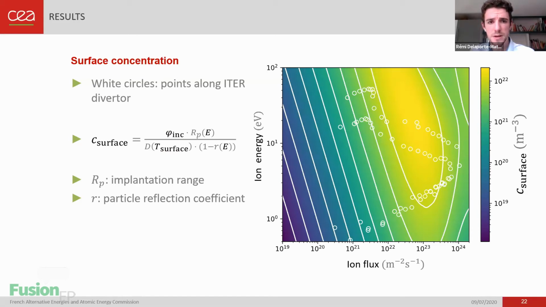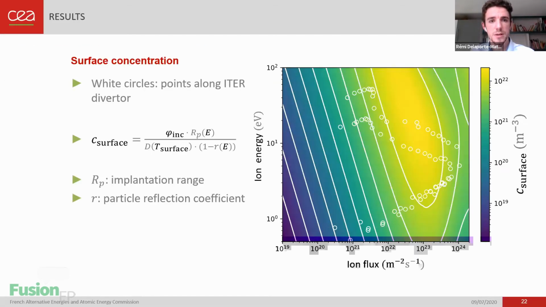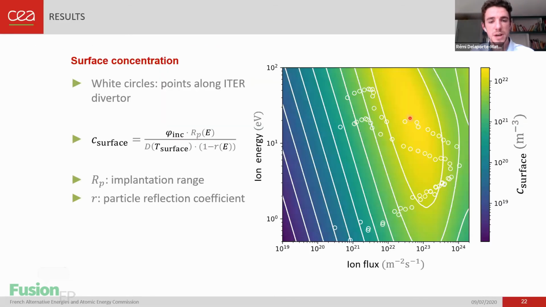So one thing that's worth noticing is that the maximum surface concentration is actually not for the highest ion flux, because for these high fluxes, the temperature is too high, and then it decreases the surface concentration. So the maximum is roughly around 10 power 22 hydrogen per meter square per second.